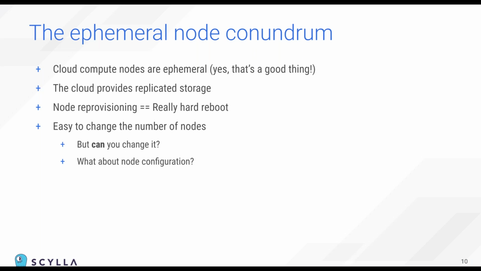So the cloud provides replicated storage, basically EBS, or persistent storage on other clouds, as it's called. And it's nice because it allows us to keep that state when we move to a different node, or when we reboot a node.